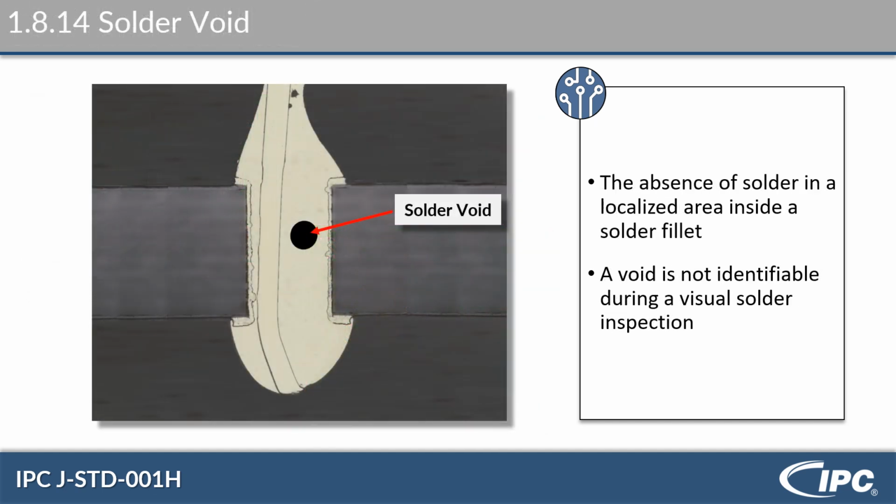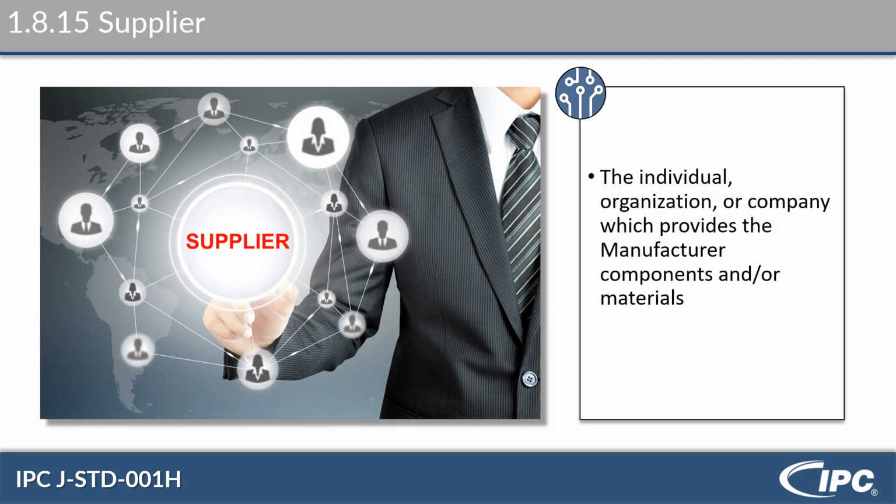Solder void, this is something that can't be seen with the naked eye. This is done with X-ray. A void is not identifiable during visual solder inspection because it's covered by other solder and you can't really see. Supplier, again, that is the person who's actually building the part.